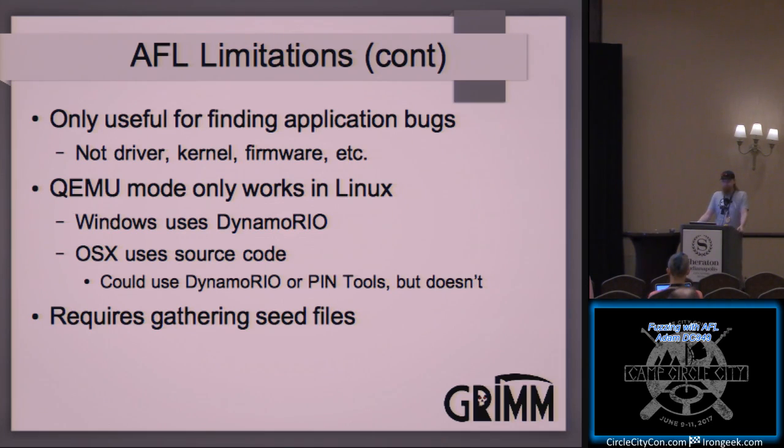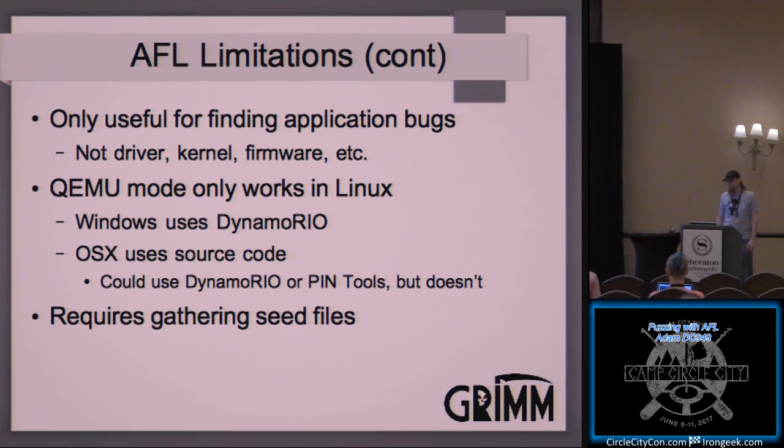QEMU mode only works in Linux. There was an effort to port that feature to Mac OS so that it could run on Macs, and it got abandoned pretty quickly. So that doesn't exist there, and it doesn't exist in Windows at all. Windows uses DynamoRIO. That was the binary instrumentation that I mentioned earlier that rewrites the binary as it executes. On OS X, there isn't any dynamic way to do it built in. Everyone seems to be using source code. So if you have source code, great, you can use AFL. If you don't have source code, you can port it to use DynamoRIO like the Windows one does, and that would work. It's a lot of work. No one's done it yet, or at least if they have, they haven't published it.